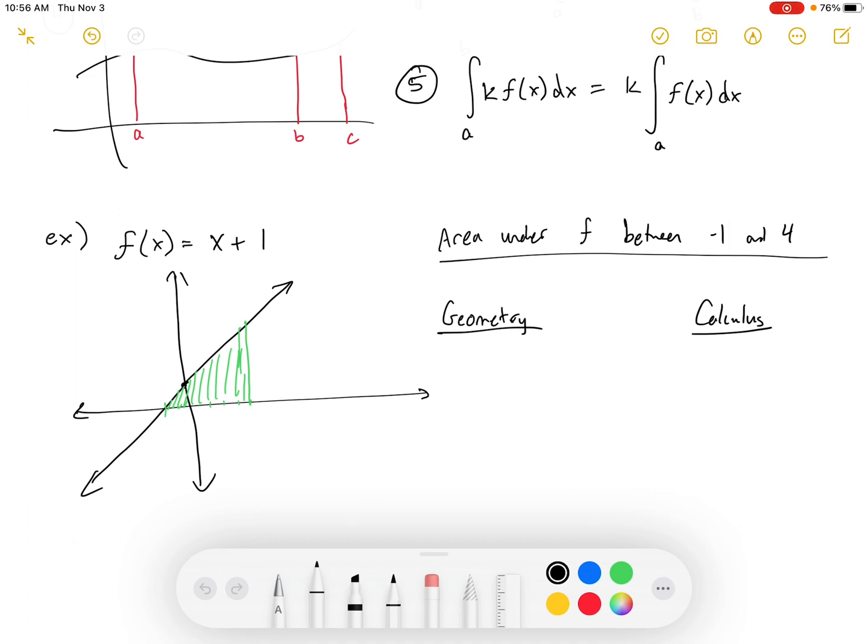Okay, the geometry way, right, is simply saying, oh, look, that's a triangle. I know that's a triangle. It's got base equal to 5, and it's got height. Height, we have to be careful here, right? This is 4, so f of 4 up here is 5, right? So height of 5 also. So the area must be 1/2 base times height, or 1/2 of 5 squared, so 25 halves.